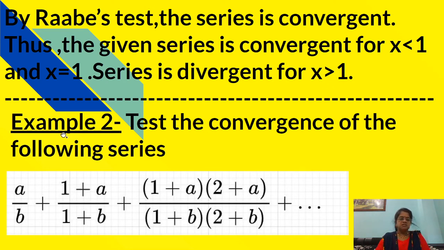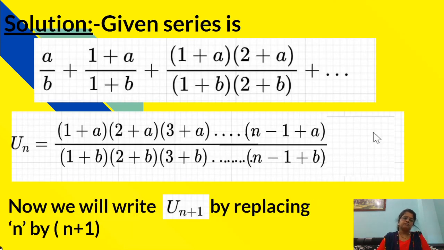Now see the second example. Test the convergence of the following series: a upon b plus 1 plus a divided by 1 plus b plus 1 plus a into 2 plus a divided by 1 plus b into 2 plus b plus dot dot. See the solution of example 2. The given series is a upon b plus 1 plus a upon 1 plus b plus 1 plus a into 2 plus a divided by 1 plus b into 2 plus b plus dot dot.